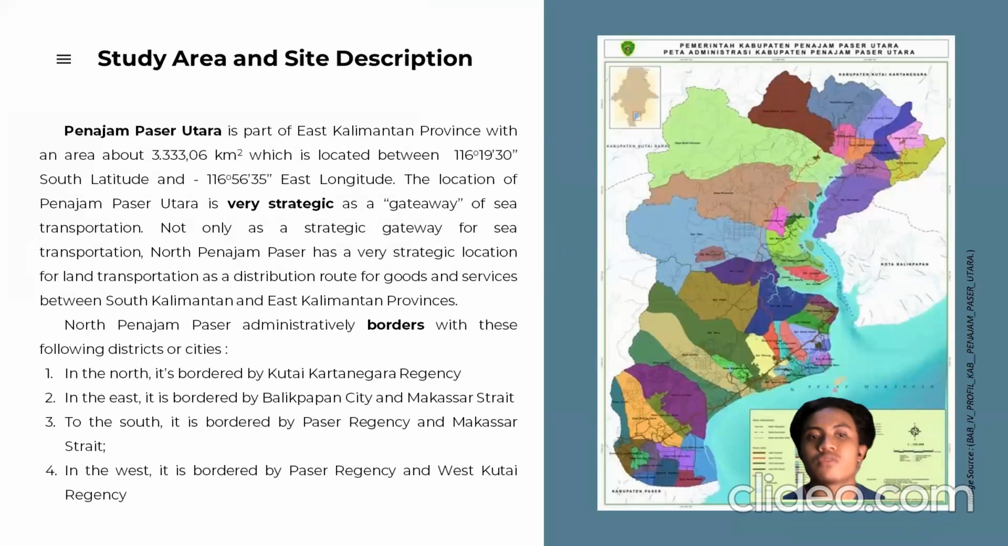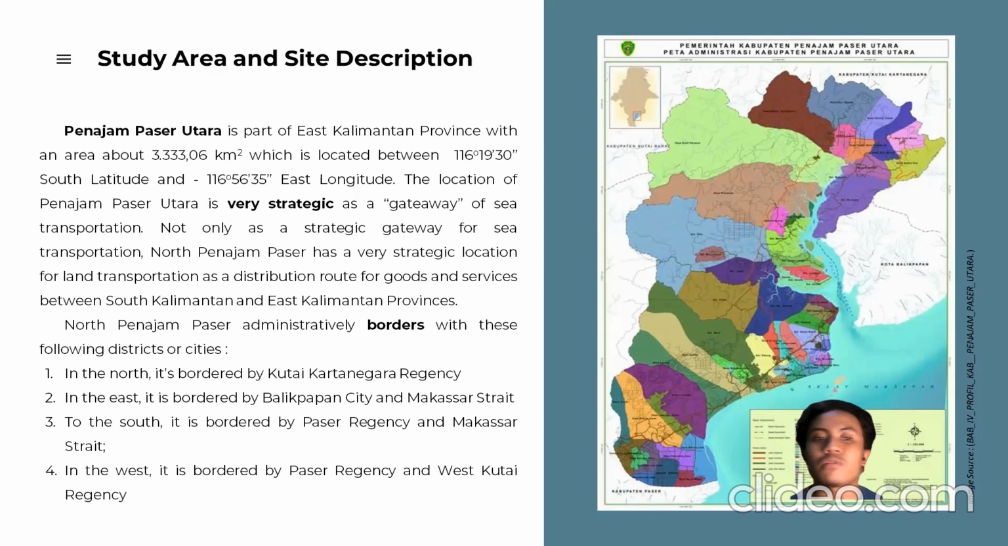Now, I want to tell you about the study area and site description that we use in this research, which is Penajam Pasir Utara. Penajam Pasir Utara is part of East Kalimantan province with an area of about 3,333.06 square kilometers, which is located between 116 degrees 19 minutes 30 seconds and 116 degrees 56 minutes 35 seconds east longitude.